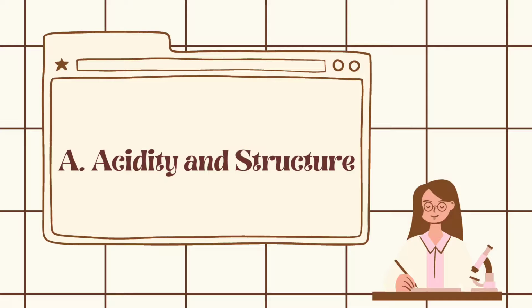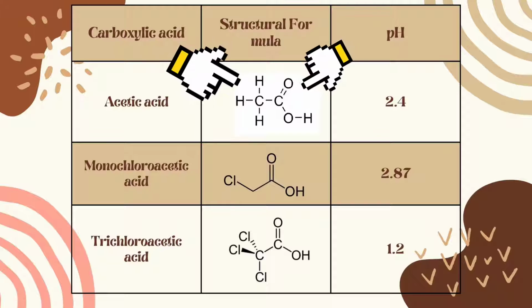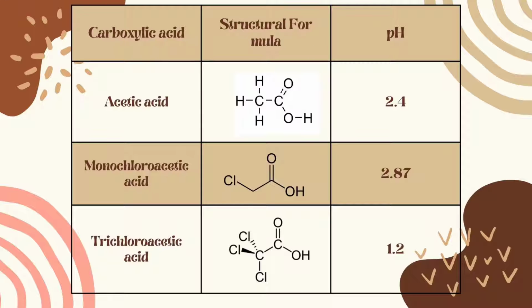Good morning, everyone. This is laboratory number 12, reactions of carboxylic acids. For the data and results of the acidity and structure, one of the given carboxylic acids is acetic acid. And this is the structural formula of acetic acid, and it has a pH of 2.4.